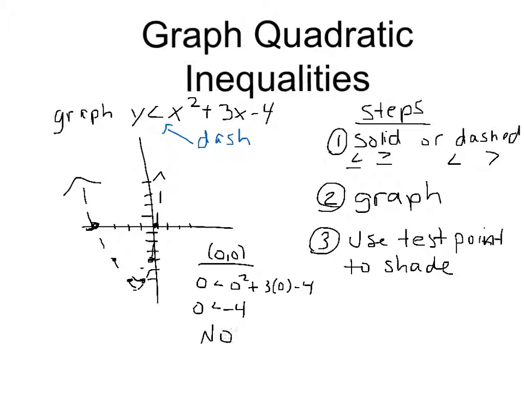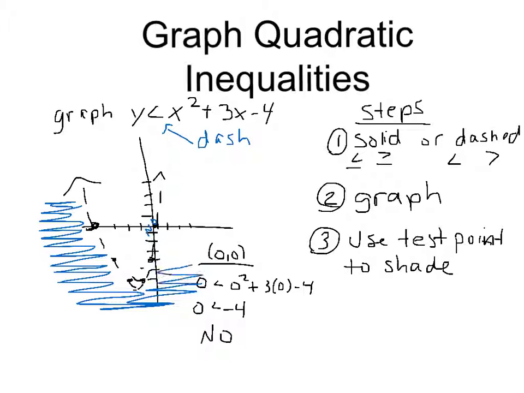Well, 0 is not less than negative 4, so that means in here where (0, 0) would be, which is inside my parabola, would be a no, so we don't want to shade in there. We're going to shade everywhere outside my parabola, because inside my parabola I had a test point that was a no.